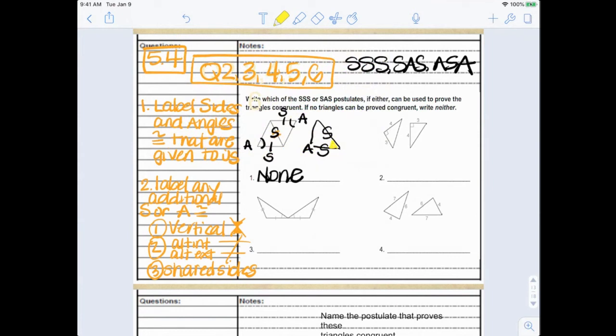So why don't you pause this, work through what we are given, label what we are given with S's and A's. Label any additional S or A through vertical angles, parallel lines, or shared sides, and then see if you can use one of these methods to prove these triangles congruent, because that's what 5 of your 10 questions on 5.4 is going to deal with. And once you're ready, press play to go through these.